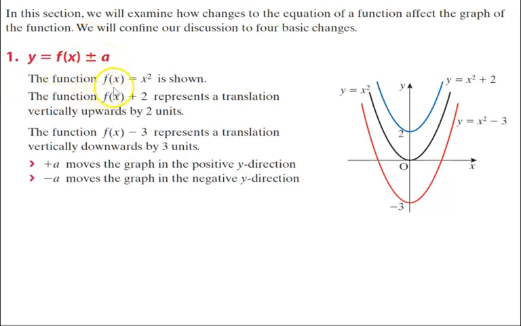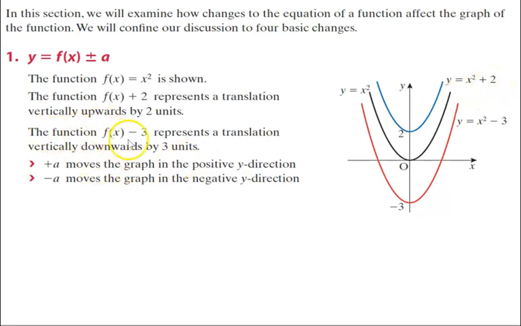The function f of x equals x squared is shown. So focus in on the black curve. The black curve, the U-shaped graph, is y equals x squared. The function f of x plus 2 represents a translation vertically upwards by 2 units. Focusing in now on the blue curve, it's the exact same shape, it's just been moved upwards 2 steps. So this is the graph y is equal to x squared plus 2.